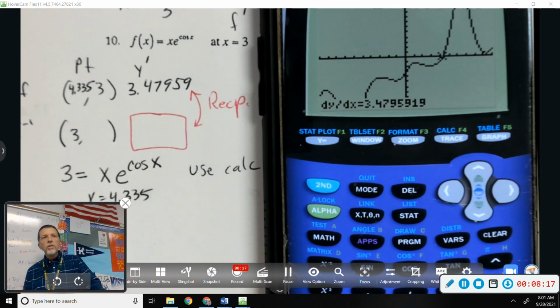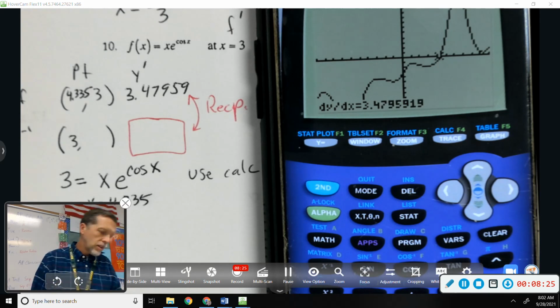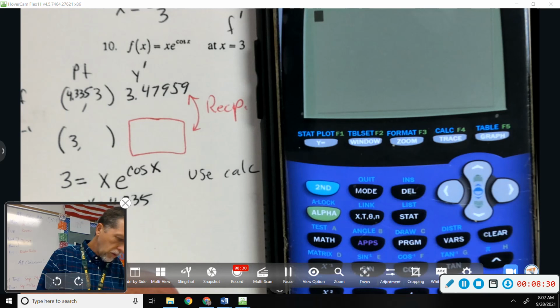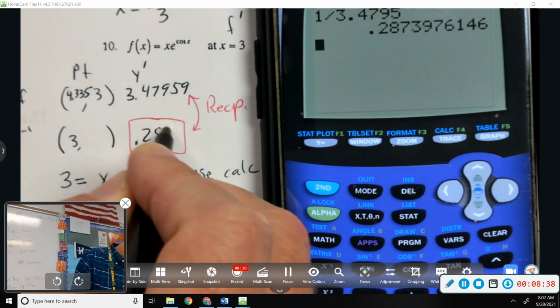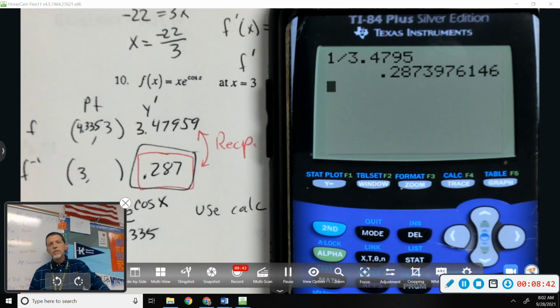Whatever. You need your answers to be accurate to 3 decimal places on the AP test. So, of course, while you're working the problem, carry more than 3, and then when you get to the very end, then round. So 1 divided by 3.47959. So using the calculator to do the dirty work of finding the 0 and of taking the derivative.